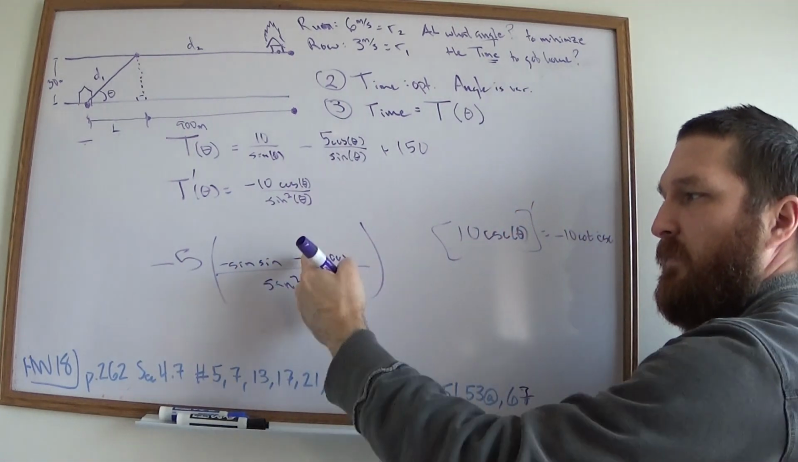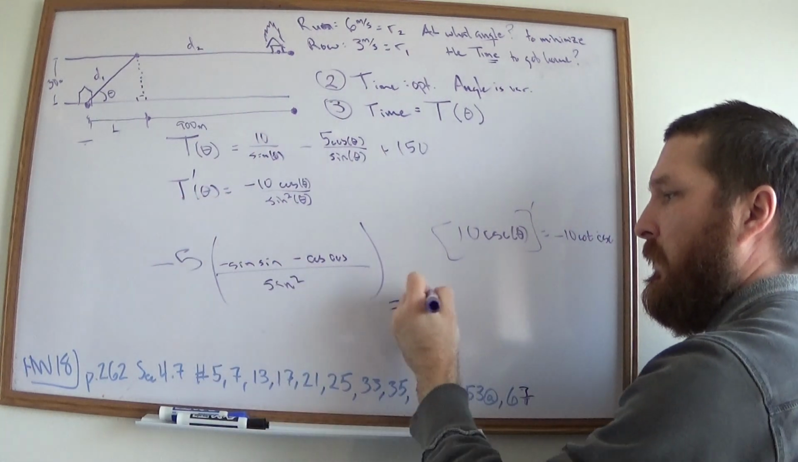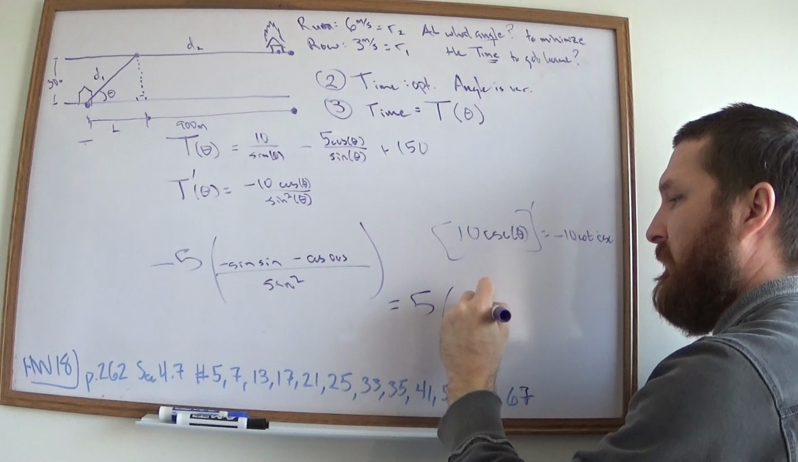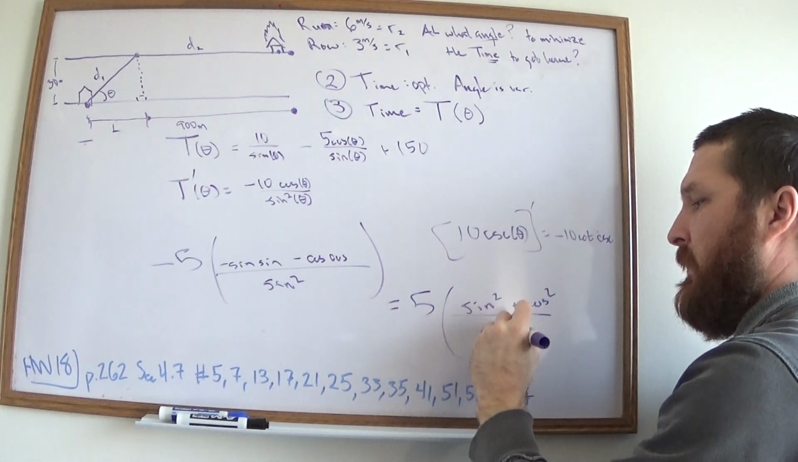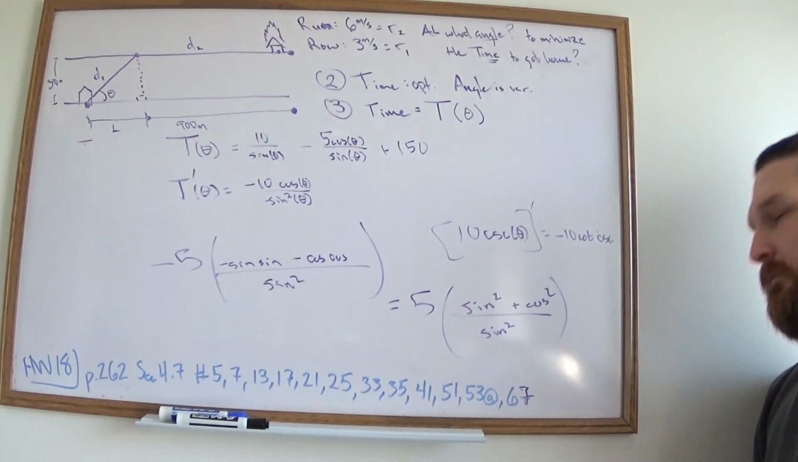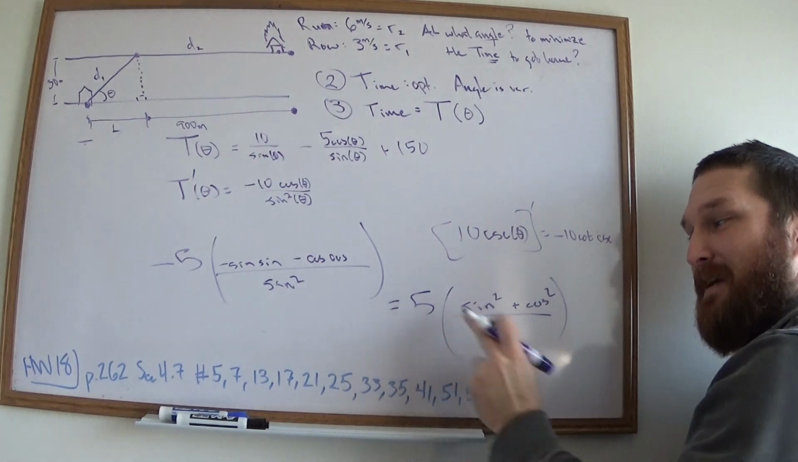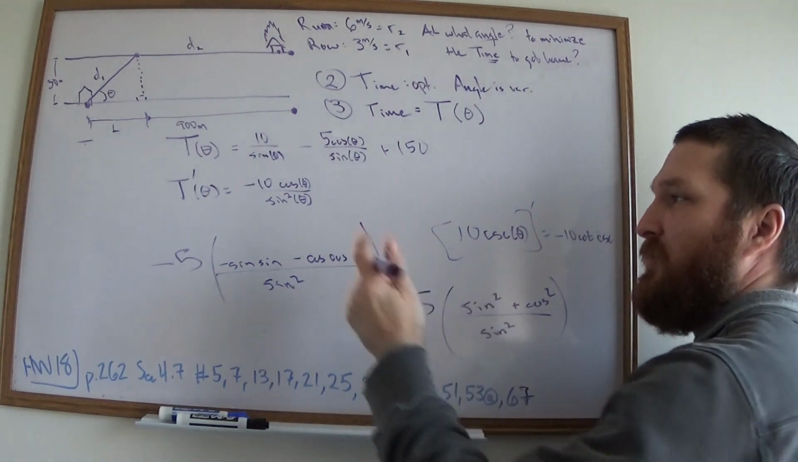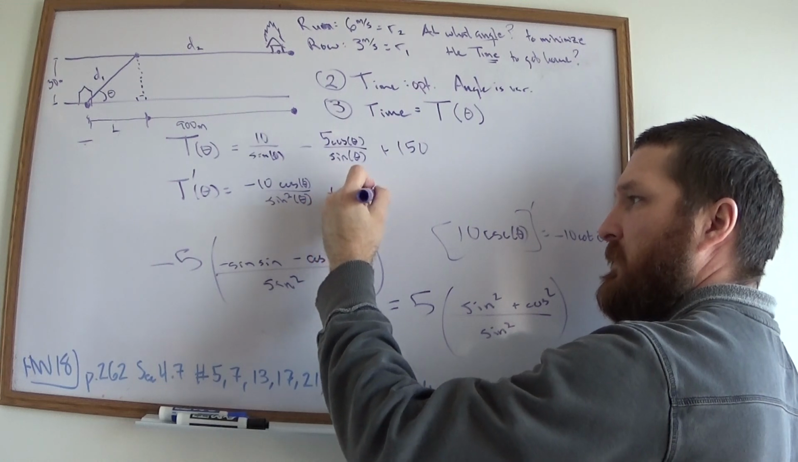One thing I noticed right off the bat is there's negatives and a negative. If I pull the negative out, then there's no more negatives, and I'm left with sine squared plus cosine squared on the top, which is just 1. So 1 over sine squared. How about 5 times 1 over sine squared? Or how about just plus 5 over sine squared theta?